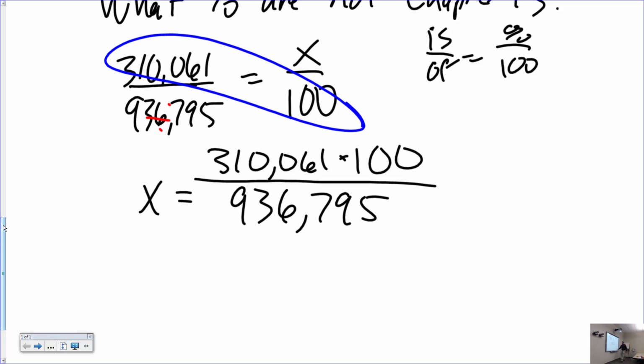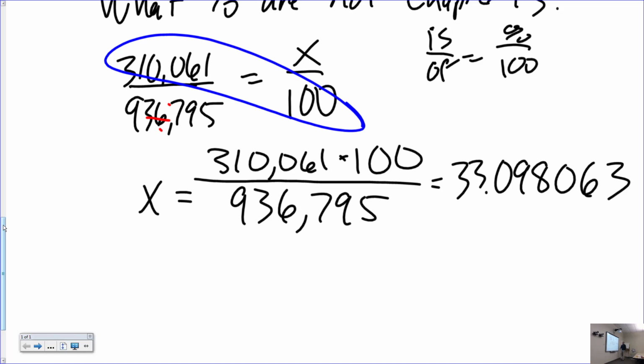It's like 0.3333, blah blah, something. So what did we wind up getting? Somebody give me a number with lots of decimals. 33.09806307307. Okay. I thought I did it wrong, so I wasn't sure. Well, let me check, because I went to the math lab and she helped me do it wrong.